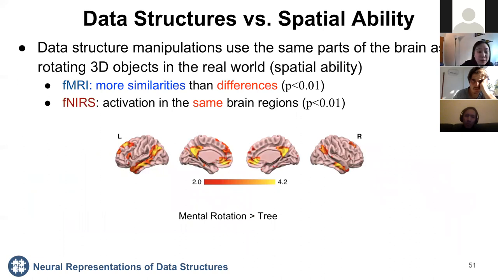We found manipulating data structures uses the same regions of your brain as rotating 3D objects. In a statistically significant manner, you use the same regions of your brain to carry out mental rotation tasks and data structure tasks. So both fMRI and fNIRS can discover these similarities. Just to give you a feeling for how we interpret some of these results, these so-called heat maps on the bottom of the slide here are a visual depiction of brain areas that contribute strongly to the contrast-based models. So the hotter colors are the brain areas that drive the distinction between various tasks, while the pinkish areas drive no distinction. That is just the natural color of human brains.